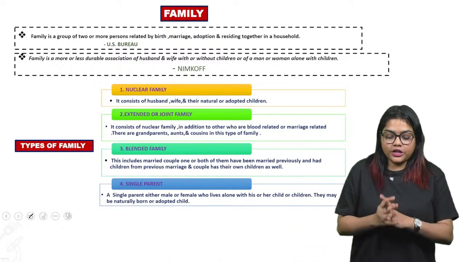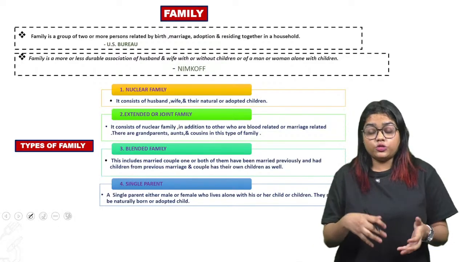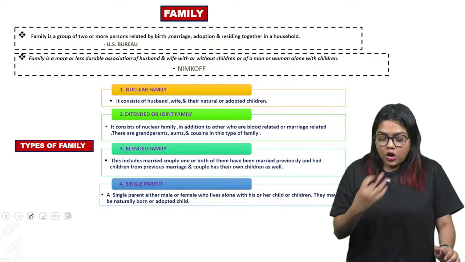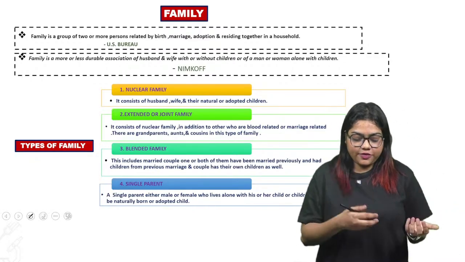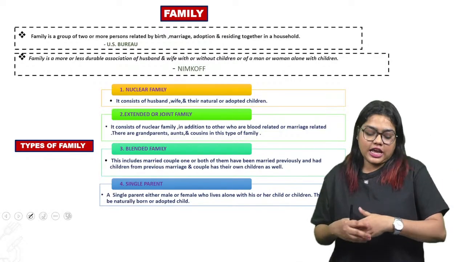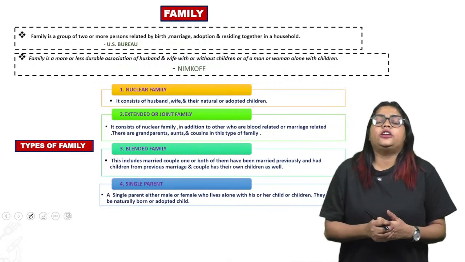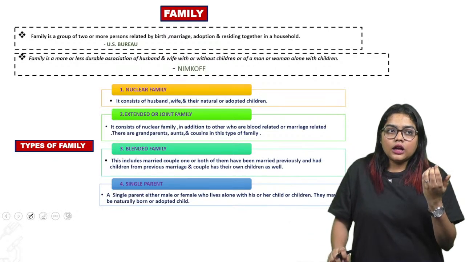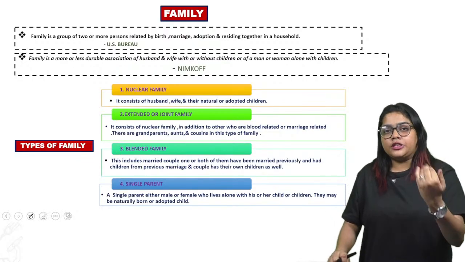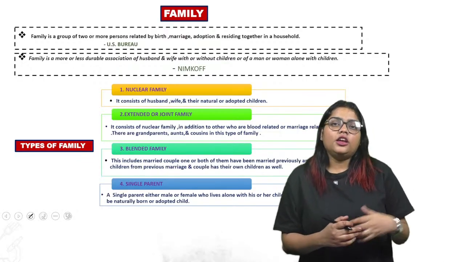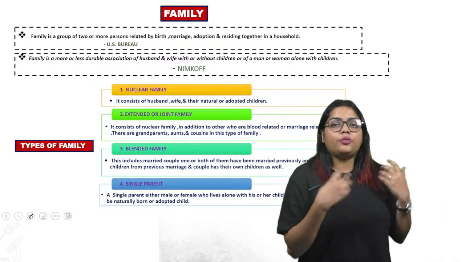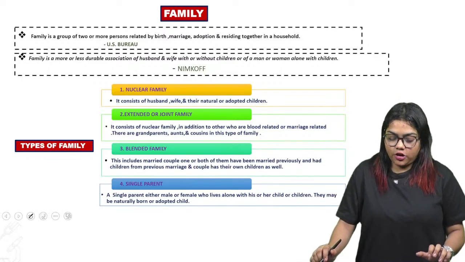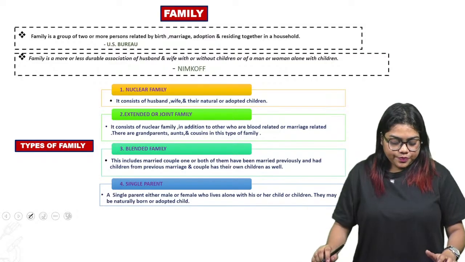Next, come to the blended family. Now what is that? A blended family includes married couples, one or both of whom have been married previously and had children from the previous marriage, and the couple has their own children as well. If I want to explain, it could be a divorced or maybe a deceased wife, and the husband is trying to get married to another woman, so they have different children from different parents, but they are marrying together and living in a family, so it will be called a blended family.